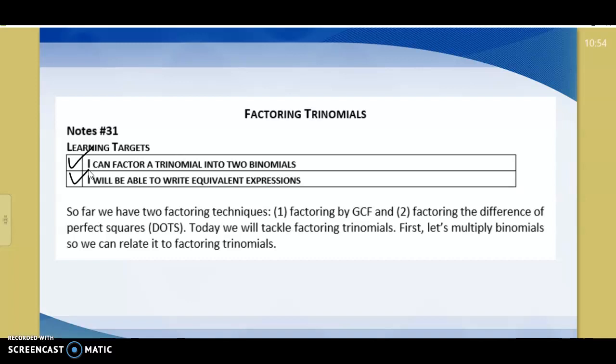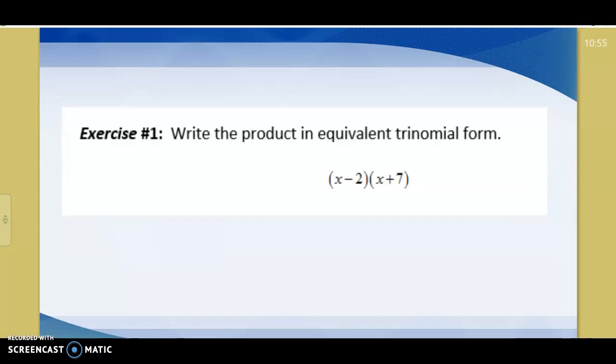Now, as I've said, we've already done two types of factoring. We've factored by GCF, we've reversed the distributive property, and we've factored the difference of perfect squares, where we multiply two binomials that were conjugate pairs, meaning they were almost identical except for their sign was different. So today we reverse the process of multiplying binomials so we can relate it to factoring trinomials, because typically you get a trinomial when you multiply two binomials.